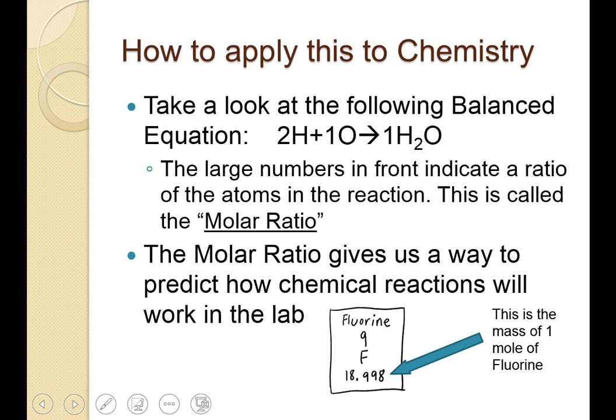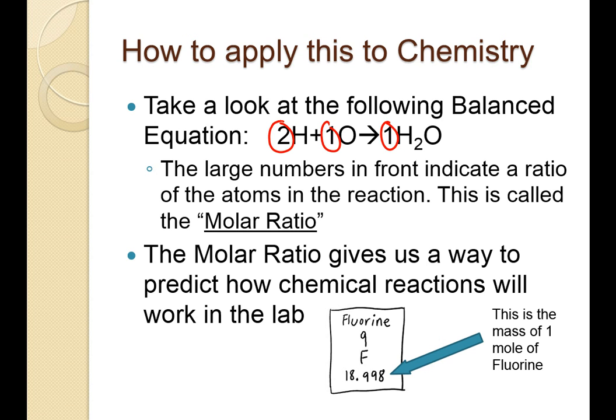So, talking about specifically chemistry, take a look at the following balanced equation. I've got two hydrogens plus one oxygen becomes one molecule of H2O. And you'll remember that these numbers up front right here are what we refer to as coefficients. Now, the coefficients tell me how many of the atoms I'm going to need to make this equation be balanced on both sides, because we can't just create atoms out of thin air.